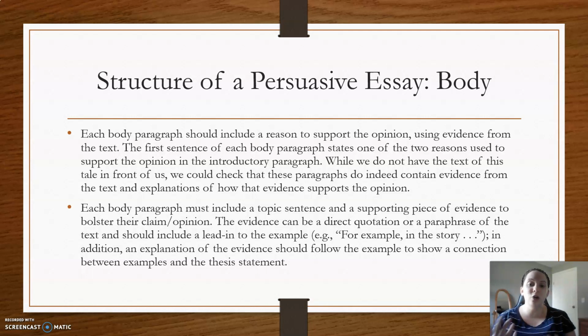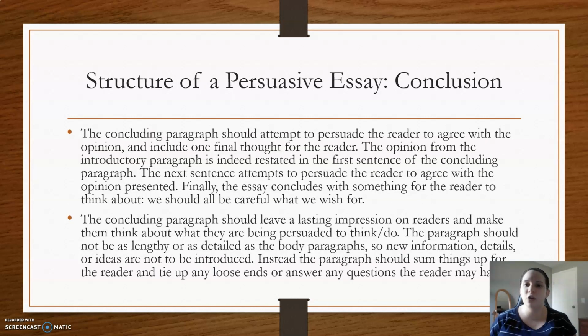I know you don't have the text right in front of you. That's okay. You can still refer back to give explanations. Most of the time you can remember things that happen in the story without saying word for word what happens, and that will still give the same sort of support for your evidence. Each body paragraph should have a topic sentence and a supporting piece of evidence to bolster your claim. The evidence can be a direct quote, or it can be just a description of what's happening. And then, of course, you have your conclusion.